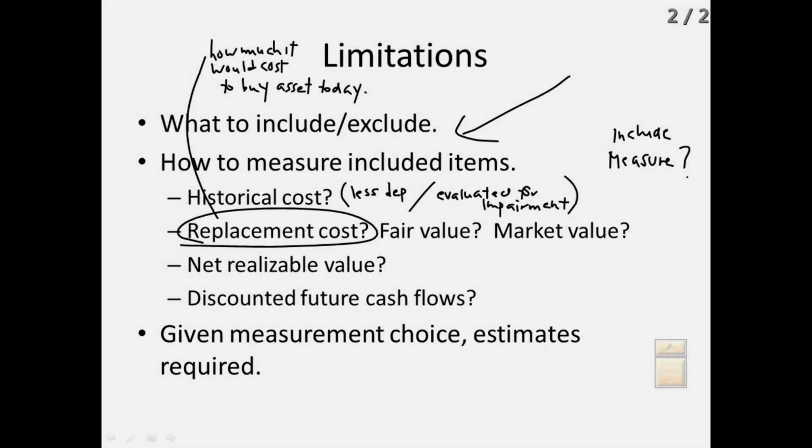Okay, fair value would be also some sort of way of, if we don't have a market value, we would estimate the future benefits to the firm, okay? Or what about net realizable value? So this is not how much we would have to pay for it, but this is how much we could sell it for.